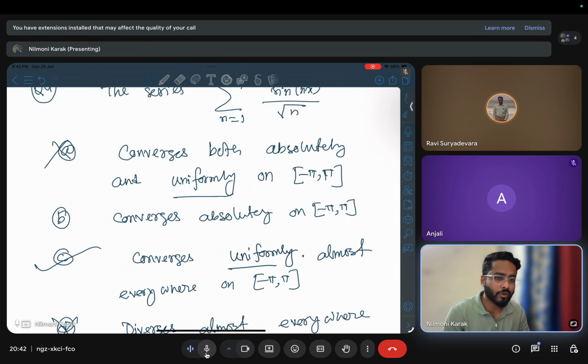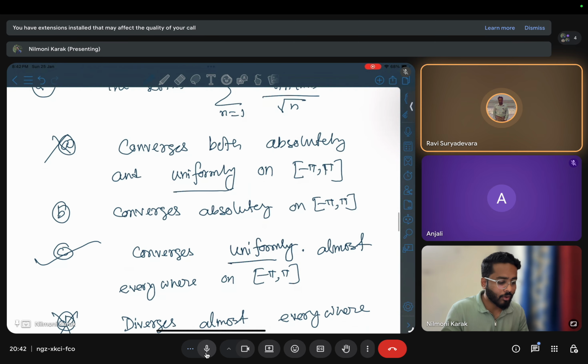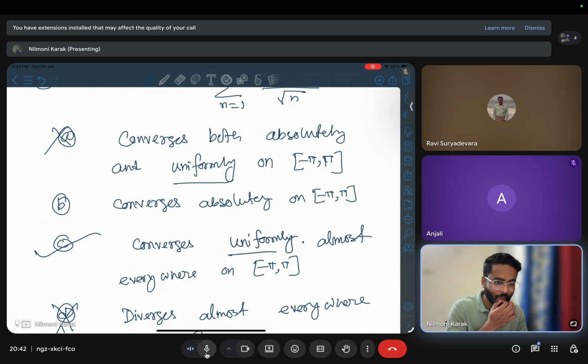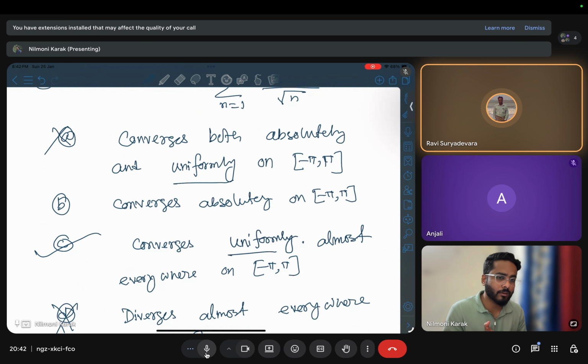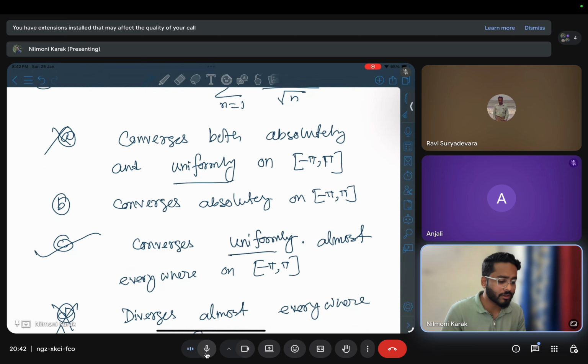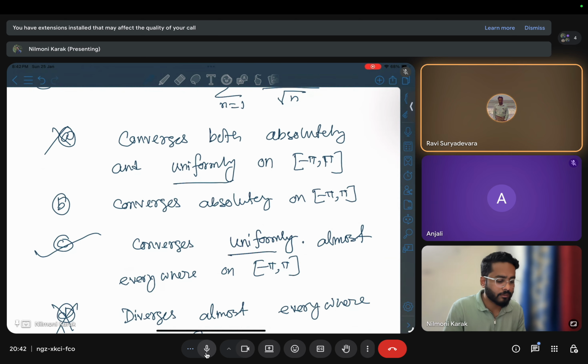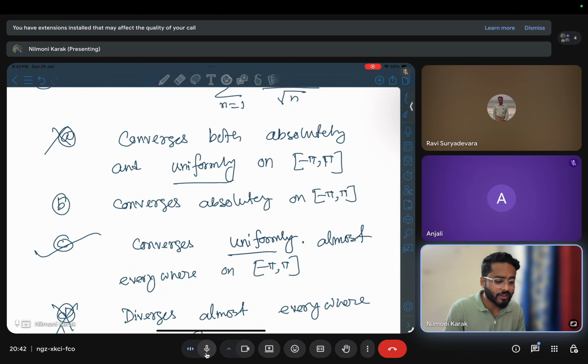Then it is correct. We are saying that at zero also it is converging, so actually almost everywhere is not used. Still, that is the answer: C. So this is true, it converges point-wise everywhere, not almost everywhere. So option C is correct, but option B is not correct.